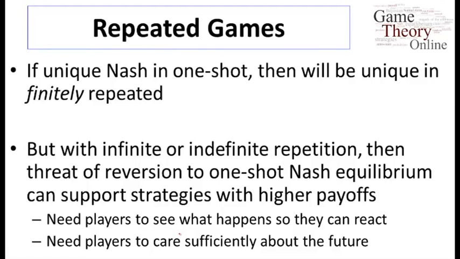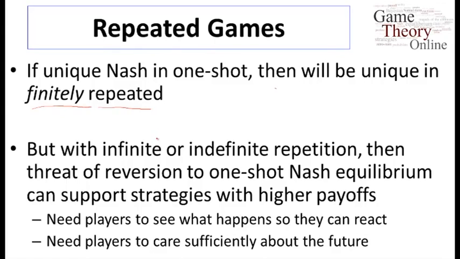So just to summarize a little bit, in terms of repeated games, if we've got a unique Nash in a one-shot game, then that's going to be unique in a finitely repeated setting. So one really needs a setting where there's some chance of continuing on beyond any particular point. So with either infinite or at least indefinite, so I'm not sure when the end of the game is going to be. There's no period where I know that we won't play beyond that period. Then the threat of reversion to one-shot Nash equilibrium can support strategies with higher payoffs.